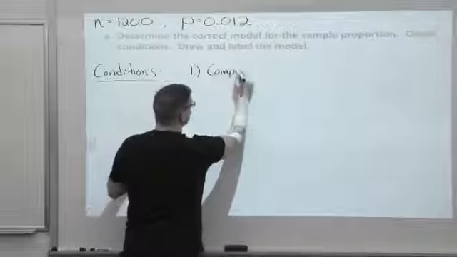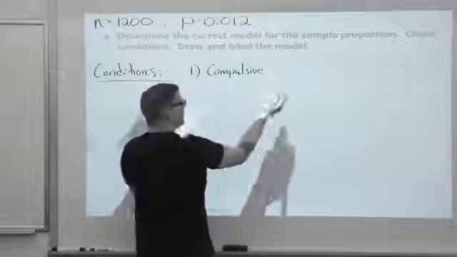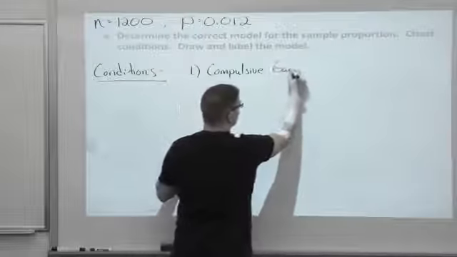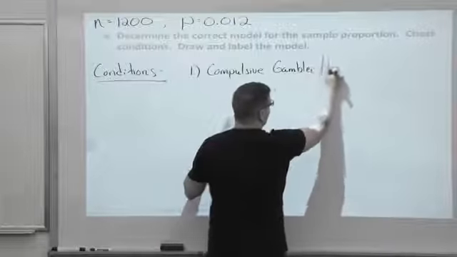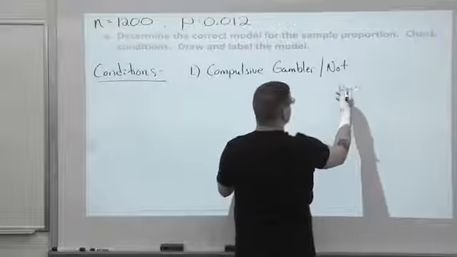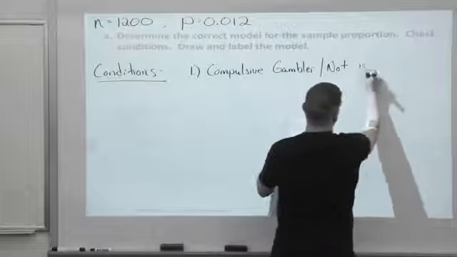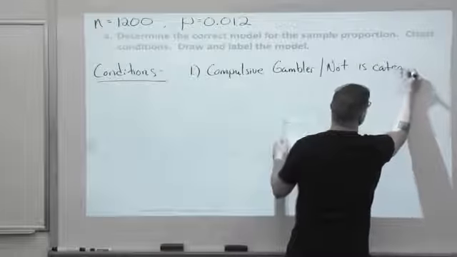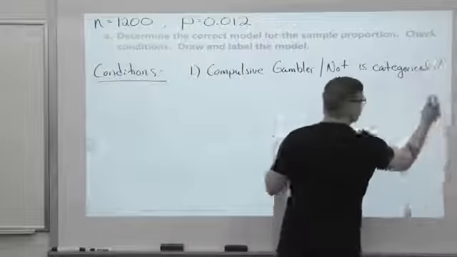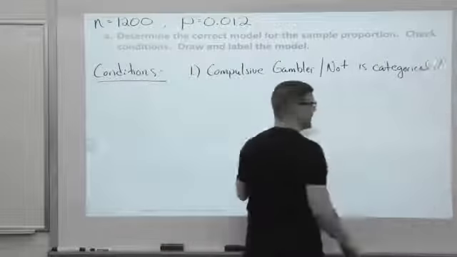It's like a yes-no question, right? Compulsive gambler or not. That's what we're measuring or tallying up for everybody. That is categorical. All right, that's the first thing that we need to check. So we're good there.